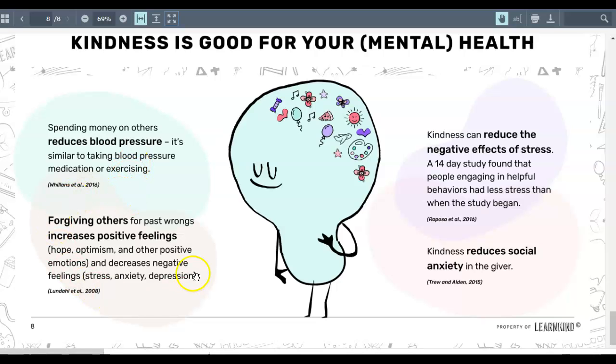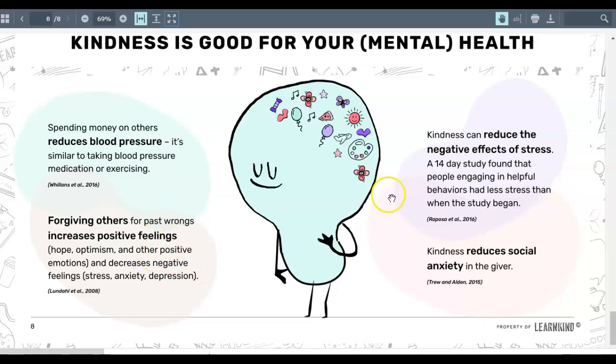Okay. Forgiving others for past wrongs increases positive feelings. Again, people will hurt you. People will let you down. It's a part of life because we're human, right? You have a couple options. You can hold that in and let it eat away at you and make you miserable, right? Or you can let it go. You can forgive the person even if they don't ask for forgiveness. When you let it go, you decrease stress and anxiety and depression that you might feel about being mistreated by someone.